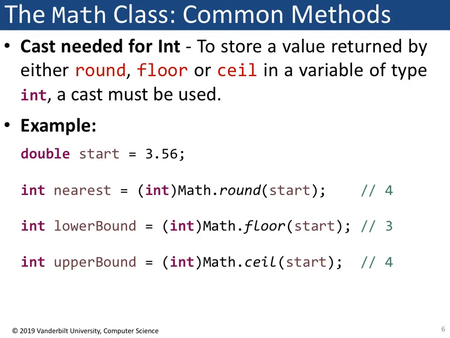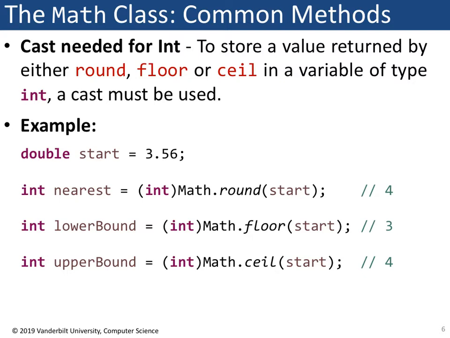Okay, so math.round, when we pass it the double 3.56, round is going to produce a long. It will produce a long with the value 4 because 3.56 rounds up to 4. Then we will typecast that long value 4 into an integer value 4. And that integer value 4 will be stored in the variable nearest.